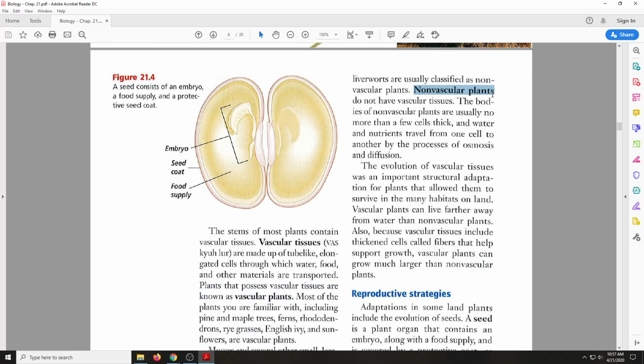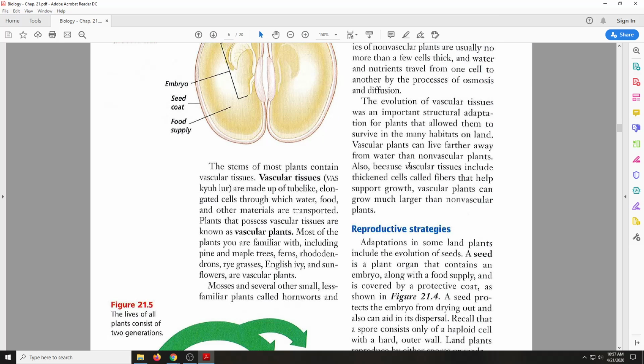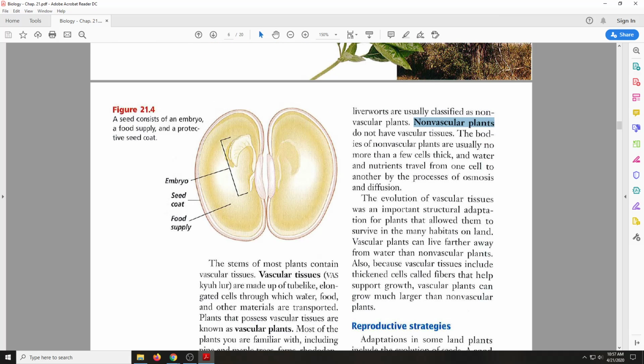There are non-vascular plants, and this is like moss and liverworts and hornworts. I'll show you pictures of those later. But moss is probably the easiest way to think about it. Those do not have those tubes to transport nutrients. So what they have to do is just go from cell to cell. So by the process of diffusion and osmosis, that's the only way they can transport stuff across their bodies.